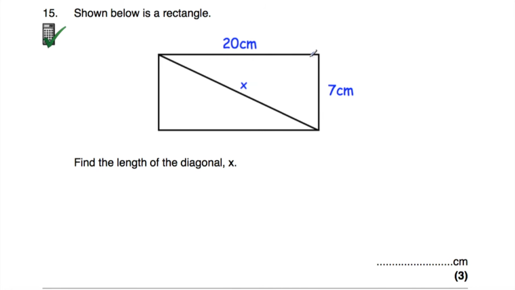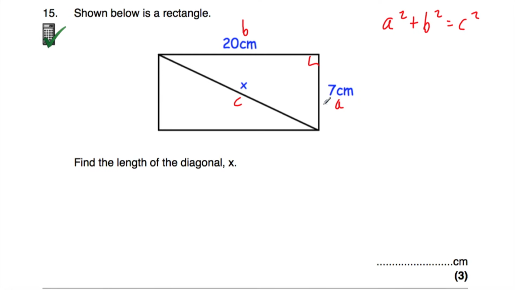Now, because it's a rectangle, that means that's a right angle there in the corner. So we've got a right angle triangle. So if we use Pythagoras' theorem, we can find the length of this side. So this is our right angle. So the side opposite it would be the hypotenuse. So x is going to be the hypotenuse. So let's label that c. And a and b are our two shorter sides, so a and b. And Pythagoras' theorem is a squared plus b squared is equal to c squared.